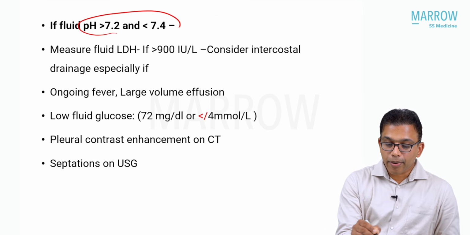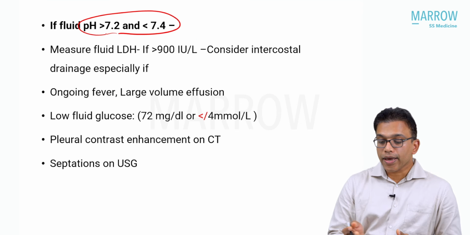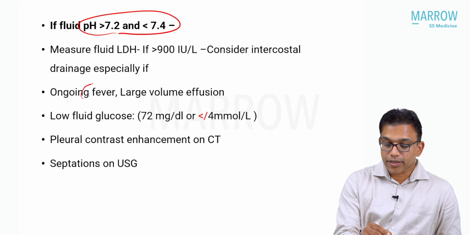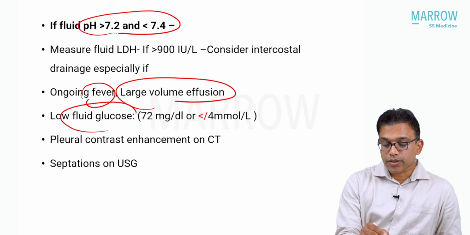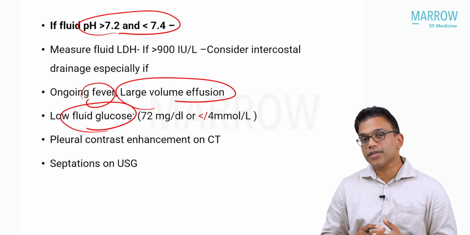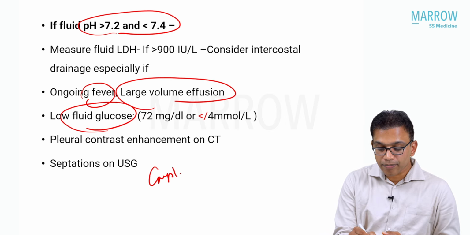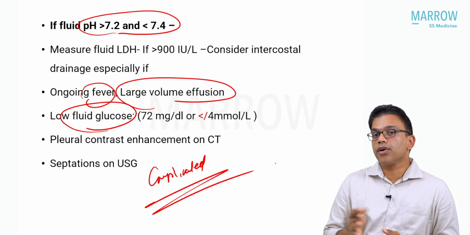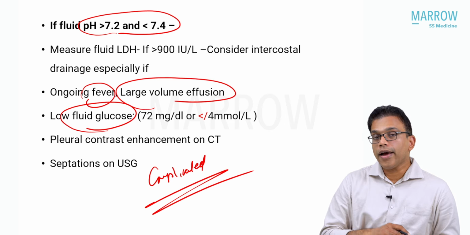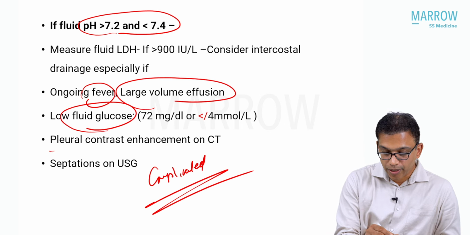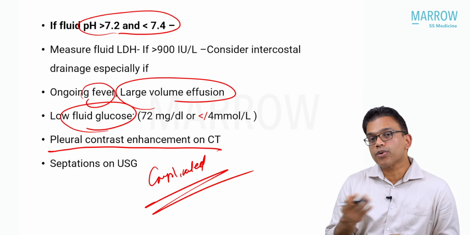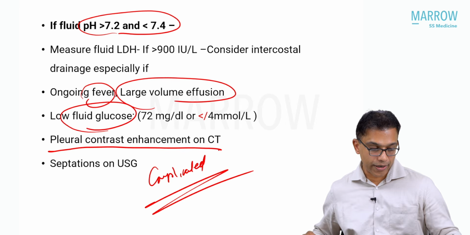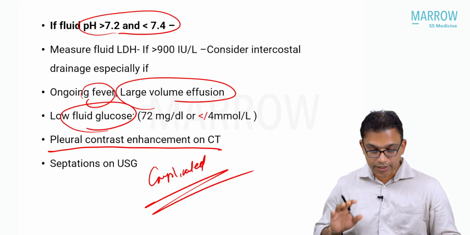If the pH is in between, see the LDH. If it is very high, consider intercostal drainage, especially if it is a large effusion, when the patient is having fever, or when the glucose level is low. If there are septations on ultrasound, it indicates a complicated effusion. There it will be better to put a chest drain, and if necessary use alteplase or streptokinase and do adhesiolysis with medical thoracoscopy. Pleural contrast enhancement also suggests ongoing infection as well as inflammation, so that is another factor which may help you decide on chest drainage.